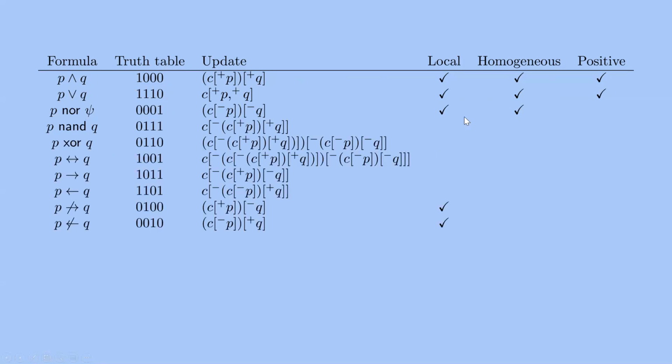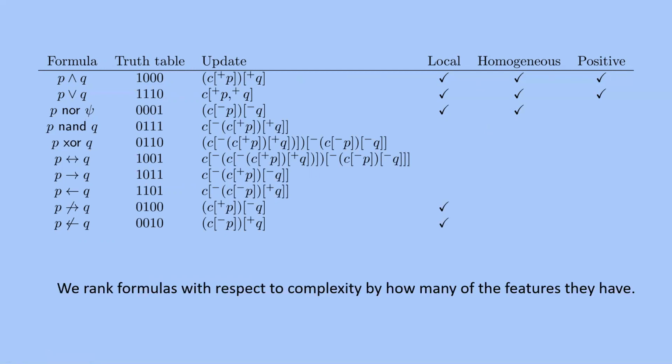Then you can calculate which of these complexity features each of the possible connectives has, and you get a rank of complexity for these connectives. So we rank the formulas with respect to complexity by calculating how many of the features they have. And again, the absolute value of complexity doesn't really matter here, as long as the rank remains the same, for reasons that I'll come to in a second.